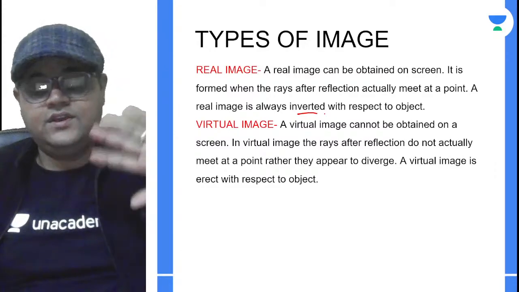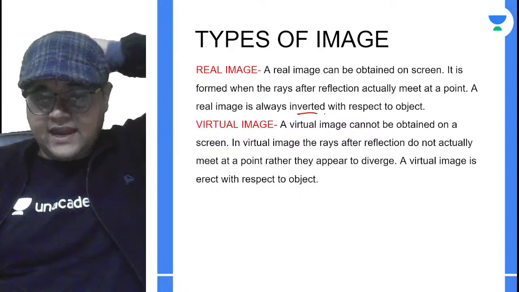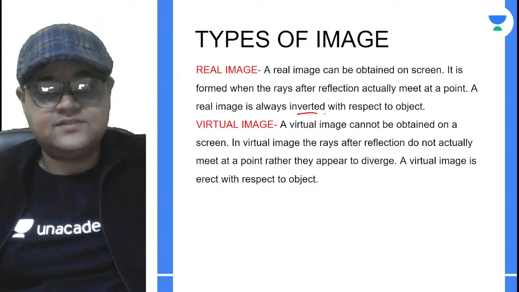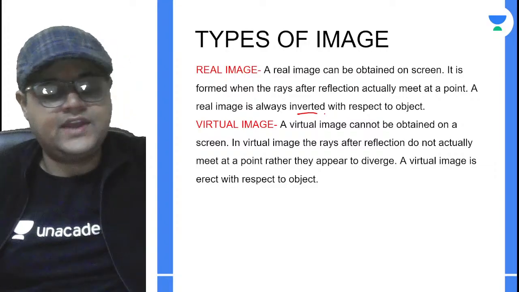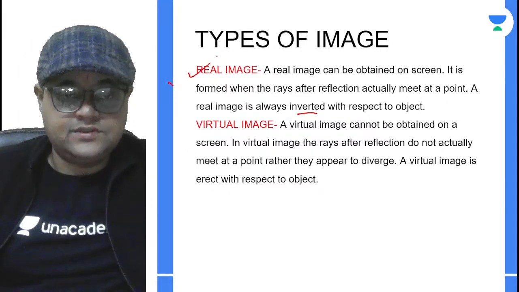At times you get MCQs where this question is asked. They say that an image is formed of the object. Which kind of image is that? If it is inverted, you have to understand that it might be a real image. And this was the first type.